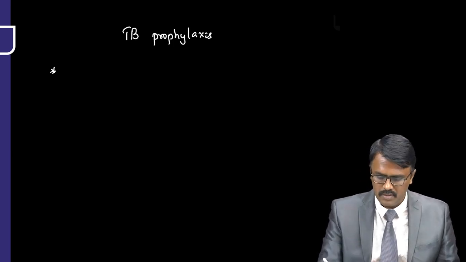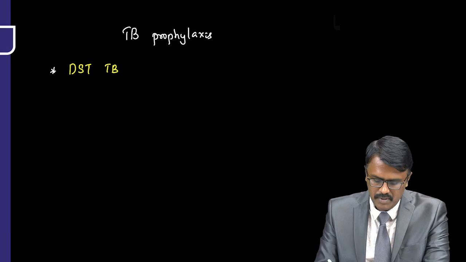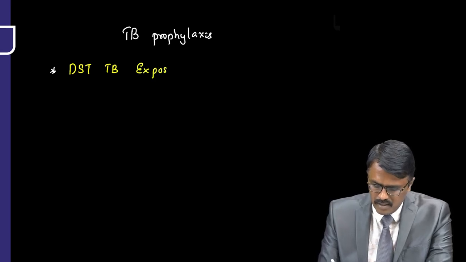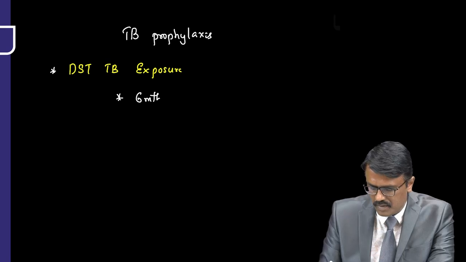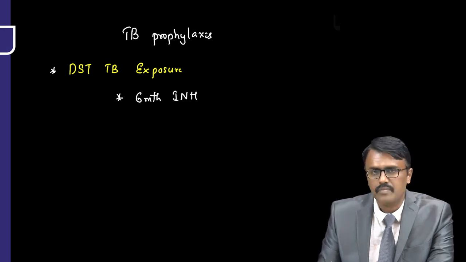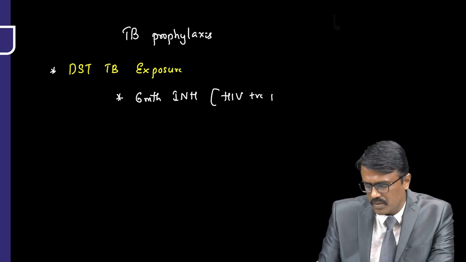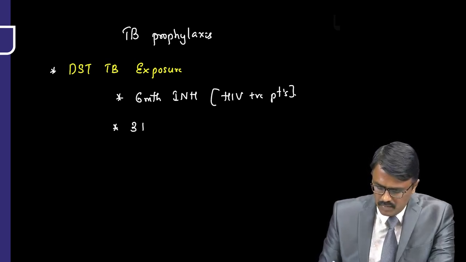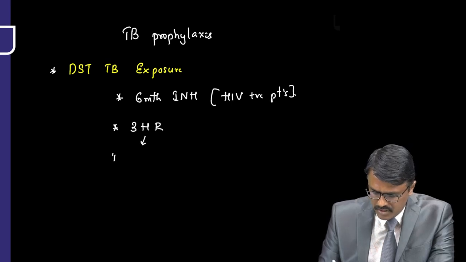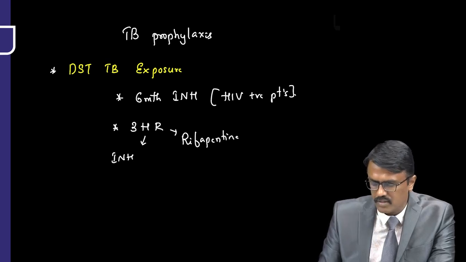How has it changed? Suppose there is exposure to drug-sensitive TB. Then the prophylaxis can be given with the drug called isoniazid. So 6 months of INH can be used. Now this is preferred in HIV positive patients. Or there is one more regimen where we use 3 months of H and R. H stands for INH and R stands for a drug called rifampicin. So we are using it here.